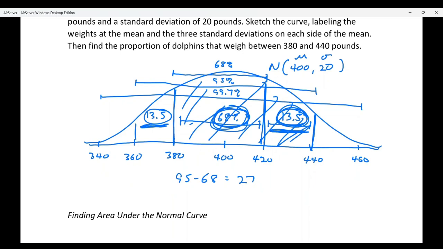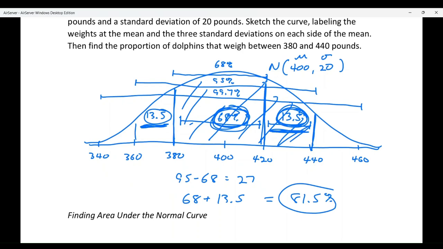That gives me the total area. So 68 plus 13.5 is going to be 81.5, or in this case, 81.5%. Or as a proportion, you could just leave it as 0.815. So about 81.5% of dolphins would be between 380 and 440 pounds, at least according to this model. All right, so that's how we do that and can use that.